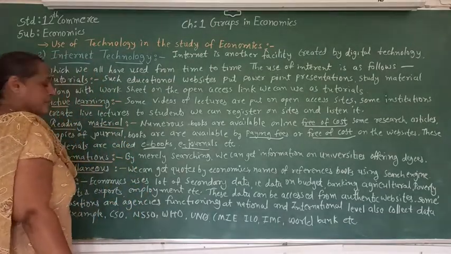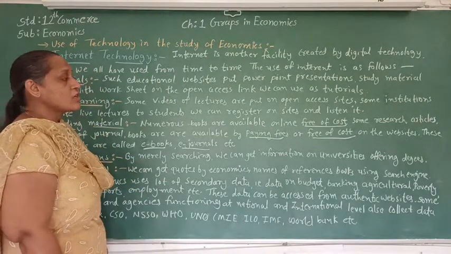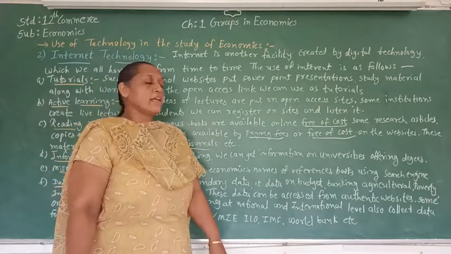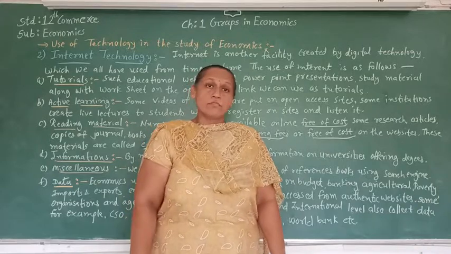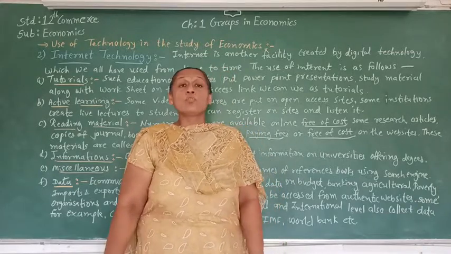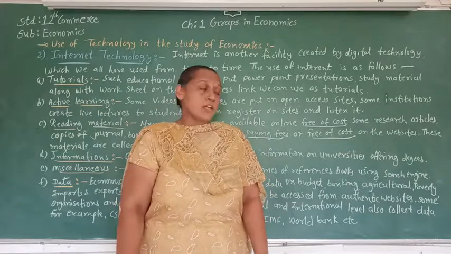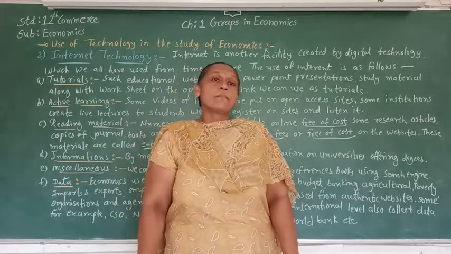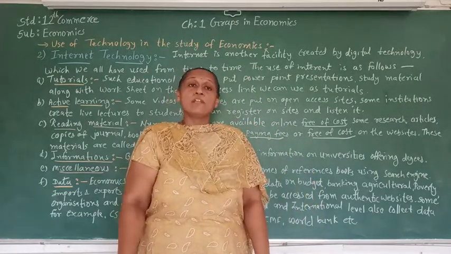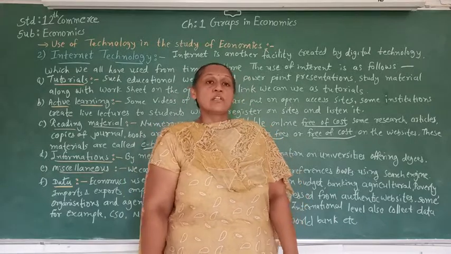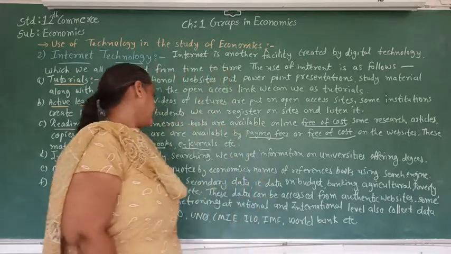The next one is information. By merely searching, we can get information on universities offering degrees. So here, with the help of the internet, if we want to know some information about a university, that can be easily available on the website, and with the help of that we can decide which course we want to continue and in which university we want to study. That can be easily decided with the help of the internet.